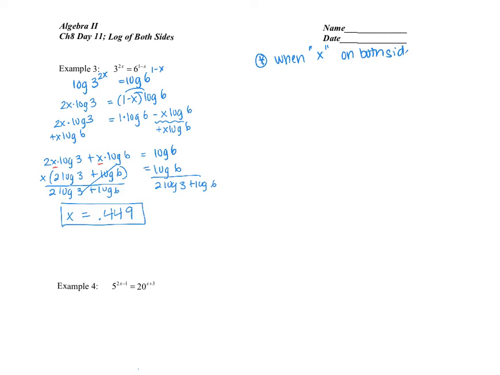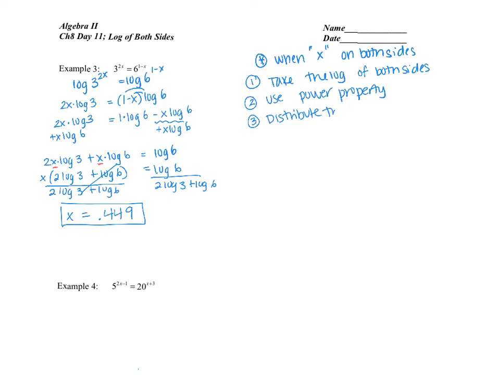Okay, so here's what we did. Step 1, the first thing we did was take the log of both sides. Okay? So that's the first thing that we did. Then we used the power property. After that, we distributed the logs, right? Remember over here, we took this log of 6 and distributed it to the 1 minus x, that binomial. So we distribute the logs, and sometimes you might have to do that more than once depending on the setup.